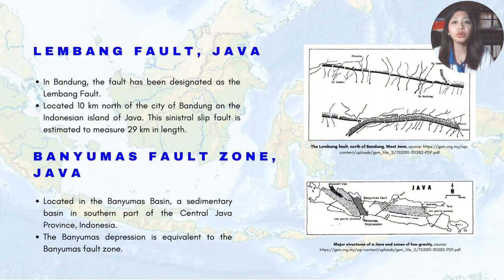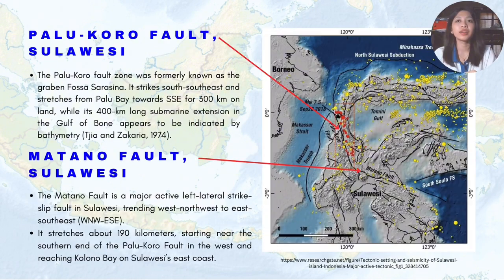Even though it is not as well known as other big faults like the previous one, the Lembang Fault, the Banyumas Fault Zone is still important because it runs close to many towns and cities. Scientists believe that movements along this fault could trigger moderate to strong earthquakes in the future. So it is carefully monitored as well.